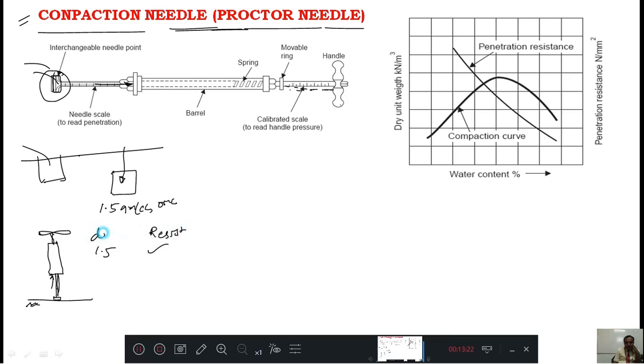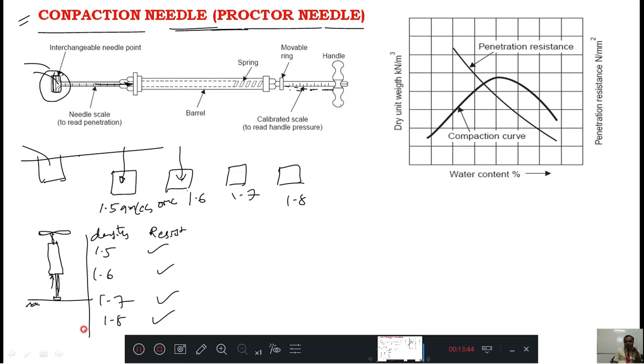Okay, this is the density achieved, and after that you take another mold, there you achieve 1.6, then again get the resistance, this is the resistance for 1.6. Then 1.7, this is the resistance, then another mold 1.8, this is the resistance. Like that you get various densities and various resistances, and after that draw the graph here. This graph is called the penetration resistance graph. Here they have shown it on one graph only, or otherwise you can draw a separate graph. That separate graph will be like this.